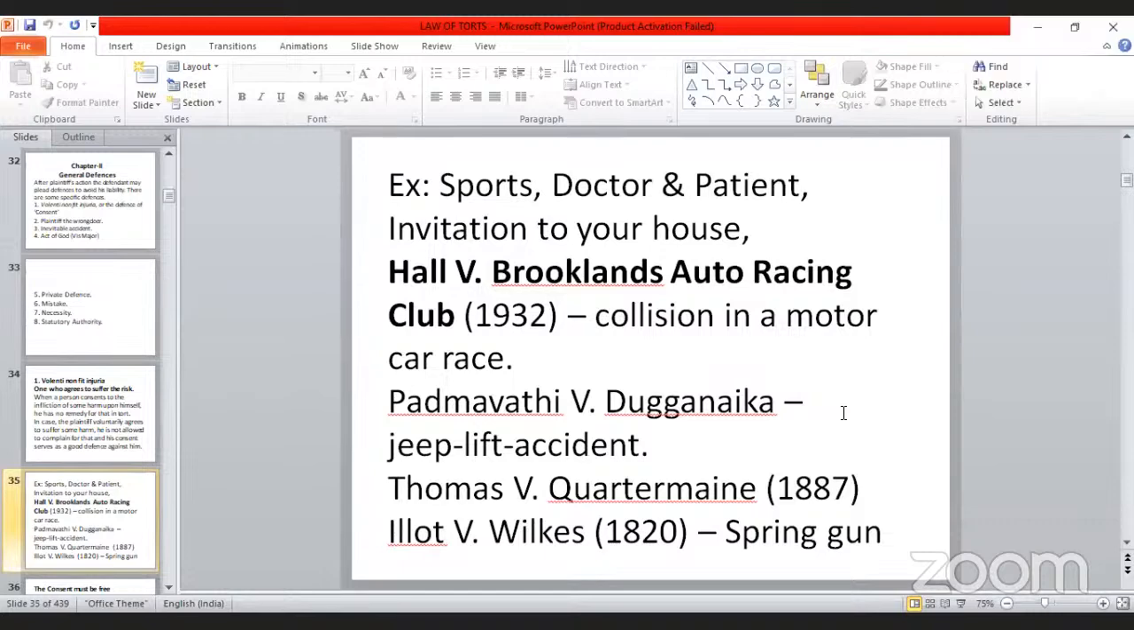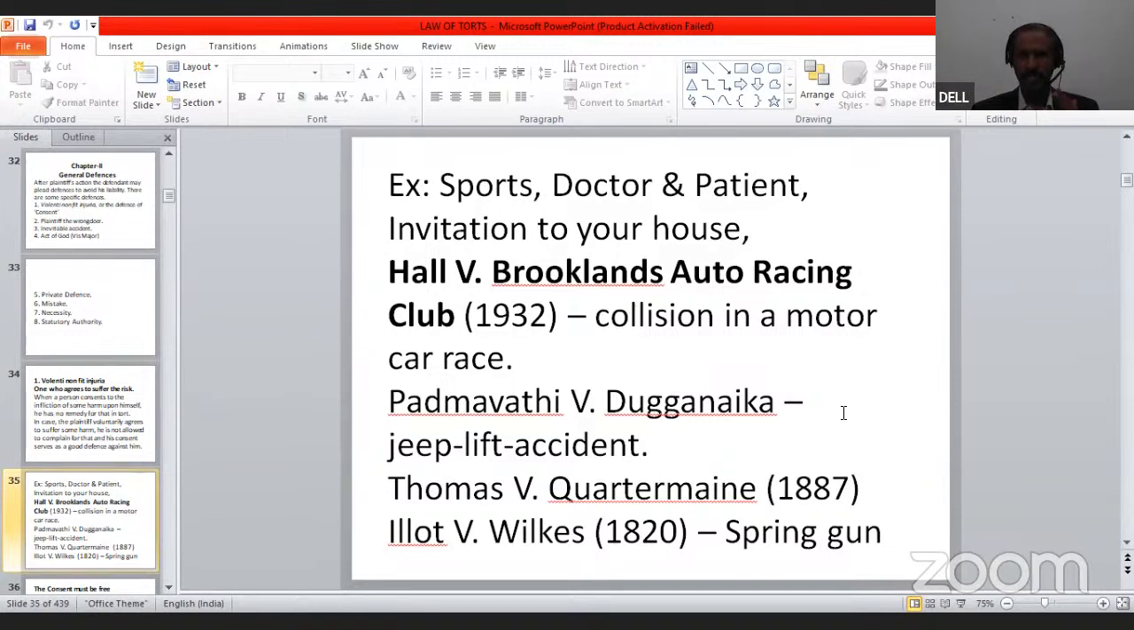When you purchase a ticket, you give express consent to enter the stadium and witness the car race. For that, you have paid. There is also implied consent that if anything goes wrong, well, otherwise there may be quarrels among the spectators. You know that even in football, the spectators fight each other. These are the things.